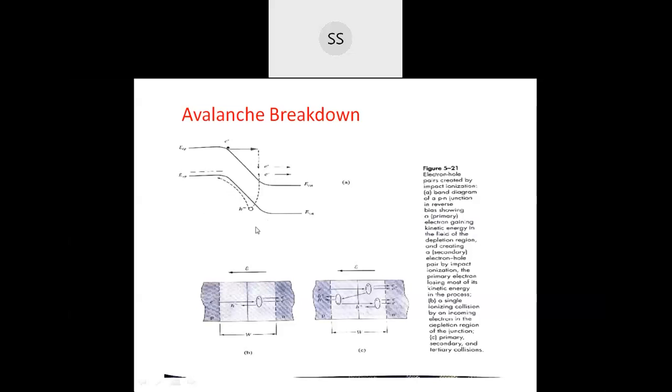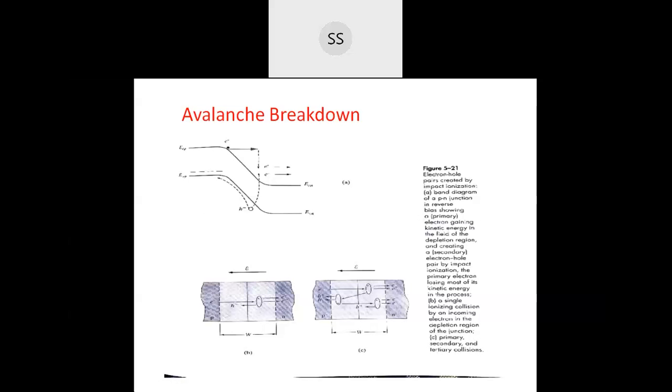Okay, and the figure B. In figure B, what is shown is a single ionizing collision by an incoming electron in the depletion region of the junction. And in figure C, we have primary, secondary, and tertiary collisions. These two pictures show how an incoming electron generates a new EHP, that is, secondary generations, and figure C shows the primary, secondary, and tertiary collisions. Because of them, you can see that the number of electrons is still increasing.